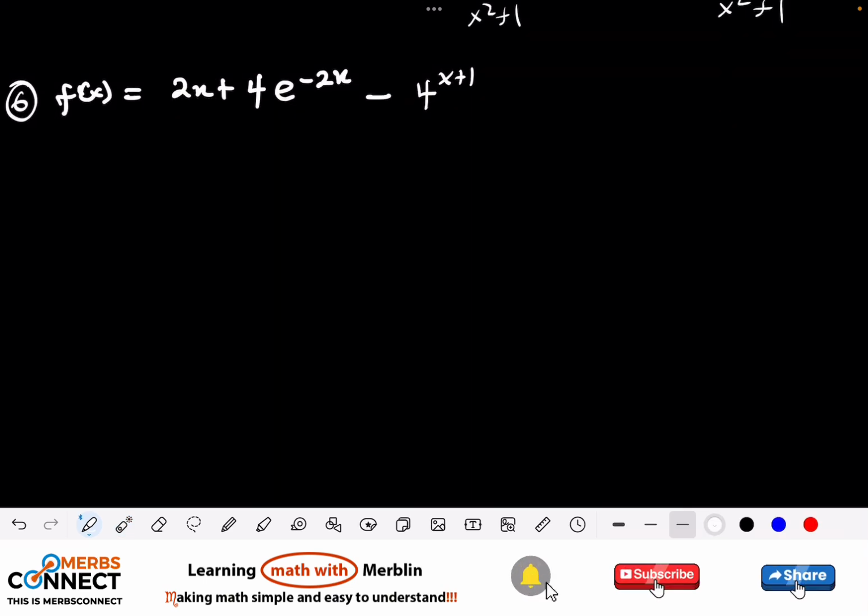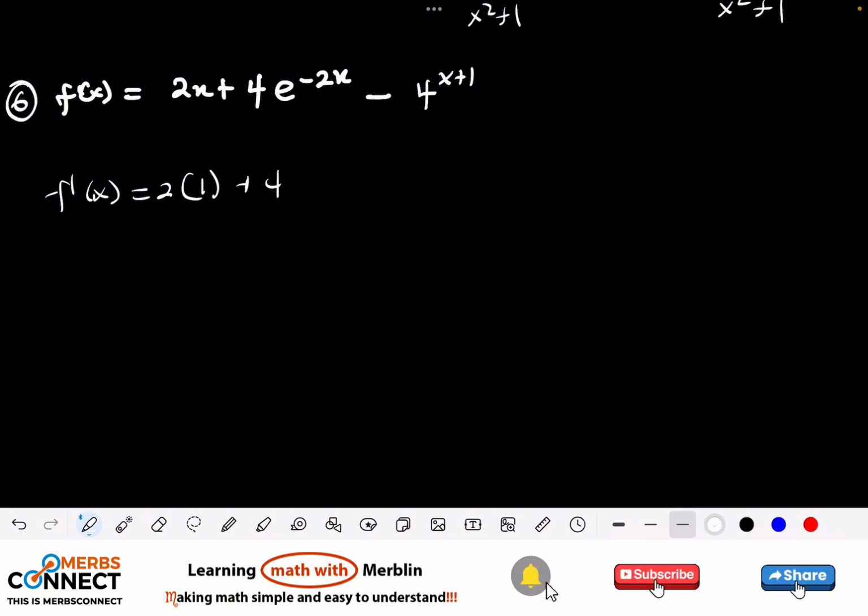6, we want to find f prime. This is the sum rule, and this is the difference rule. So let's go. What is f prime of x? Now we need to differentiate 2x. As I said, if you have a constant multiplying the function that you are going to differentiate, or dividing, you just factor it out. So when I factor 2 out, it will be left with x. When I differentiate x, what am I going to get? 1. Good.